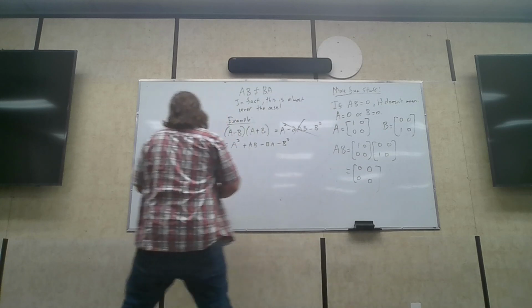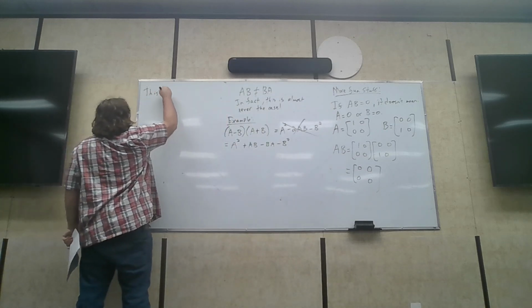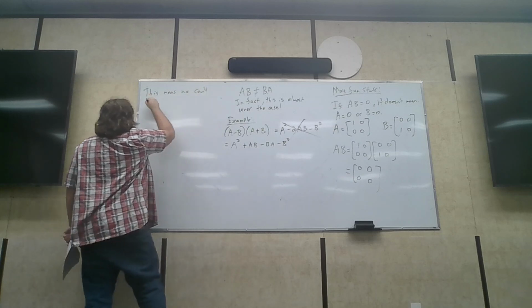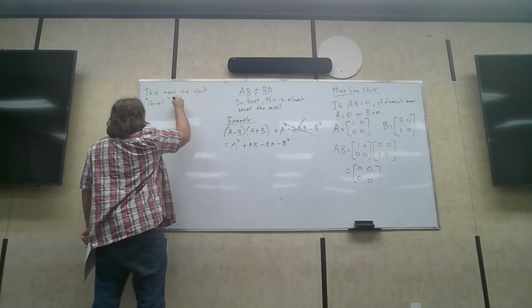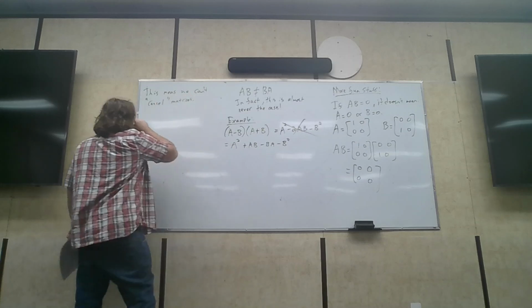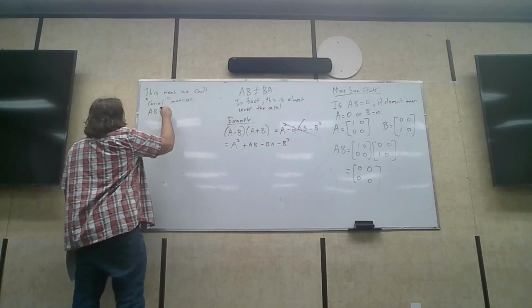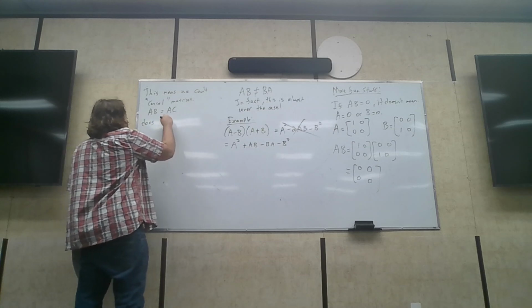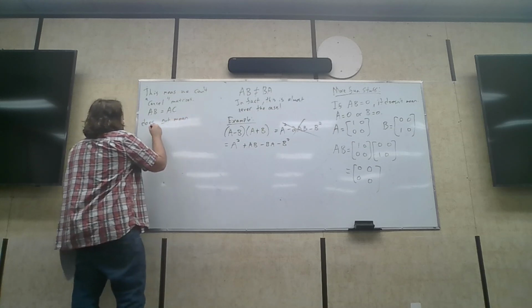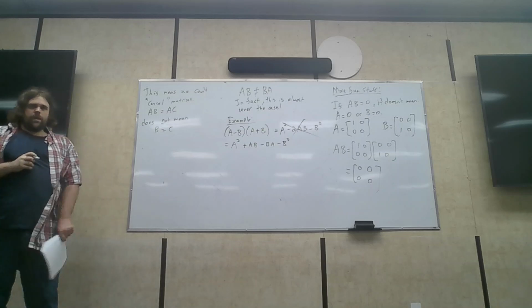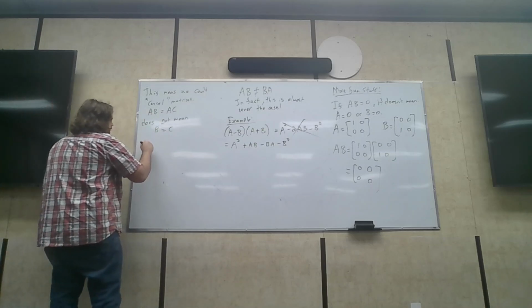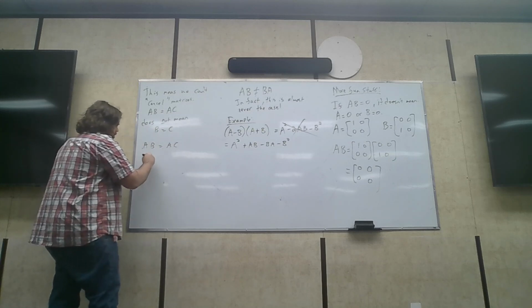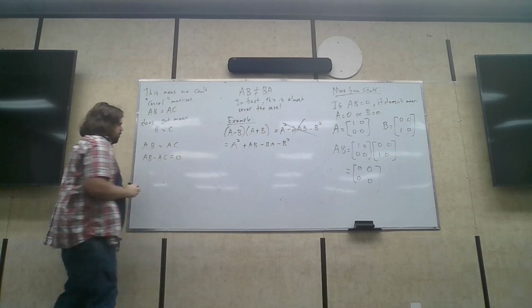So this means we can't cancel matrices. So what I mean by that is if you have A times B equals A times C, that does not mean that B equals C, right? Because, let's take a look at this. Well, if we move everything to one side, we get that equals 0.